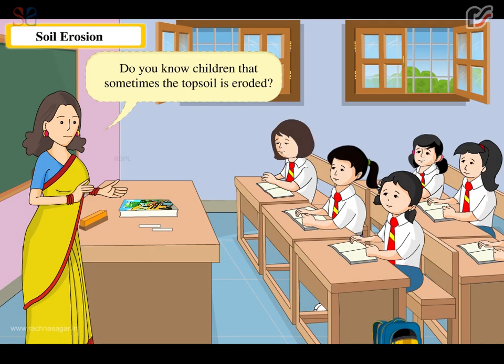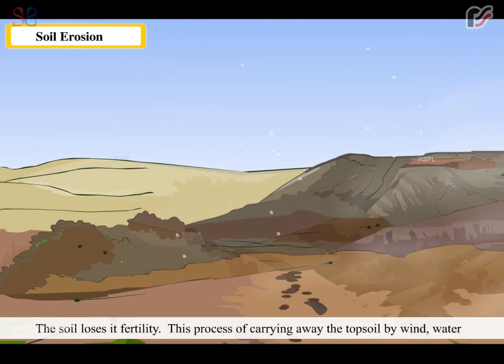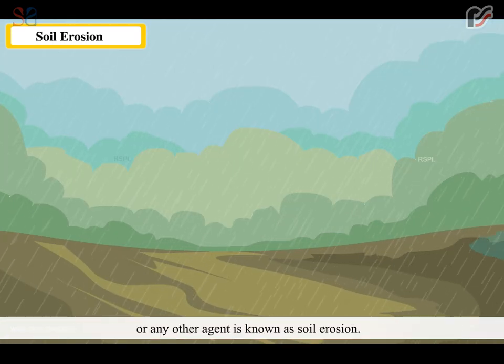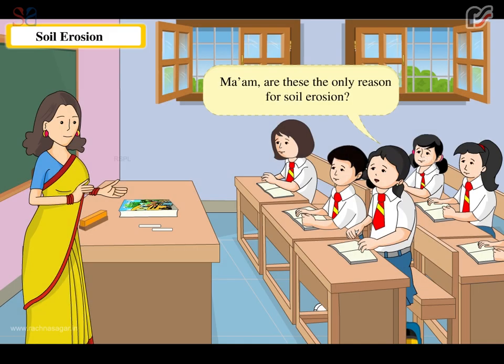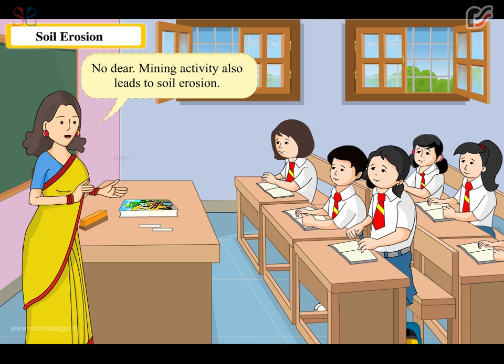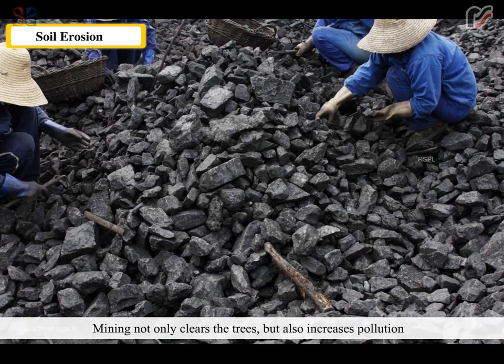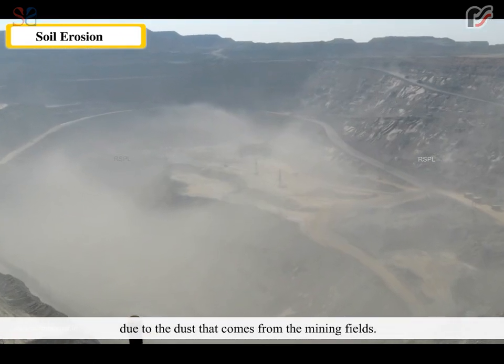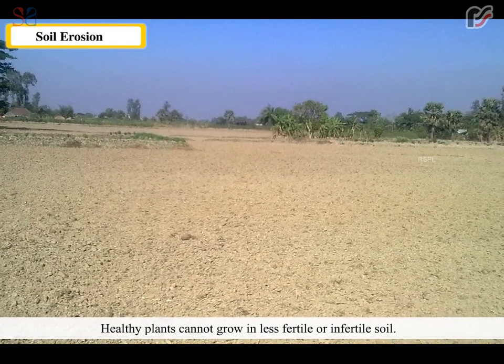Do you know, children, that sometimes the topsoil is eroded? The soil loses its fertility. This process of carrying away the topsoil by wind, water, or any other agent is known as soil erosion. Ma'am, are these the only reason for soil erosion? No, dear. Mining activity also leads to soil erosion. Mining not only clears the trees but also increases pollution due to the dust that comes from the mining fields. Healthy plants cannot grow in less fertile or infertile soil.